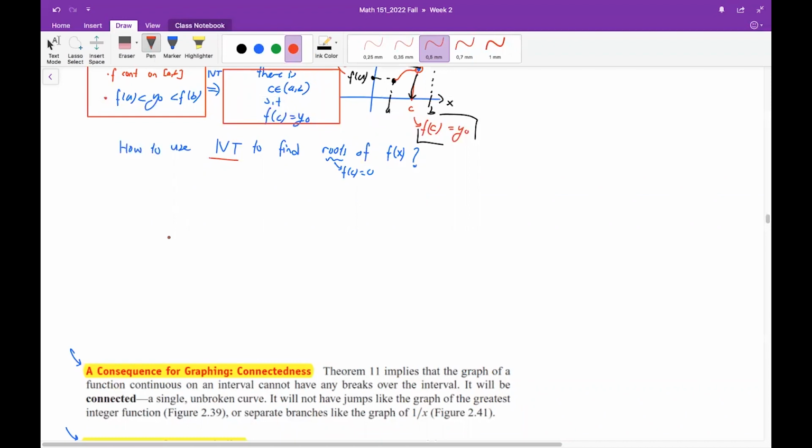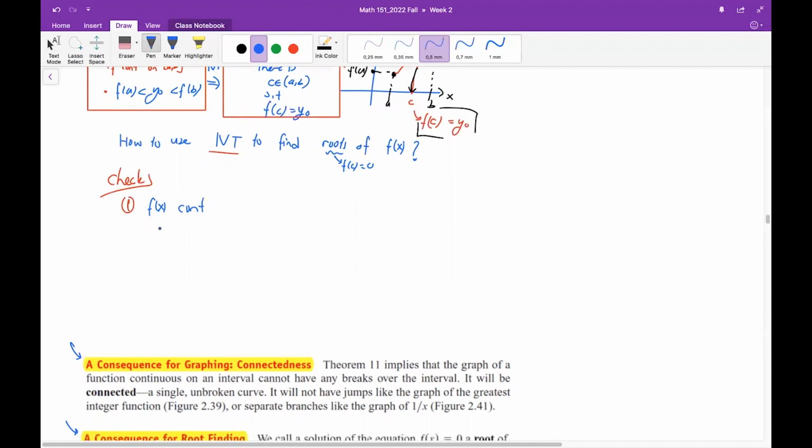First of all, to be able to use the intermediate value theorem, you need to check the assumptions, right? Check first that your function is continuous. You have to check this first, and then you have to find a number a whose image is less than 0, and a number b whose image is greater than 0, okay? If you have these two things, then what happens by the intermediate value theorem is the following.